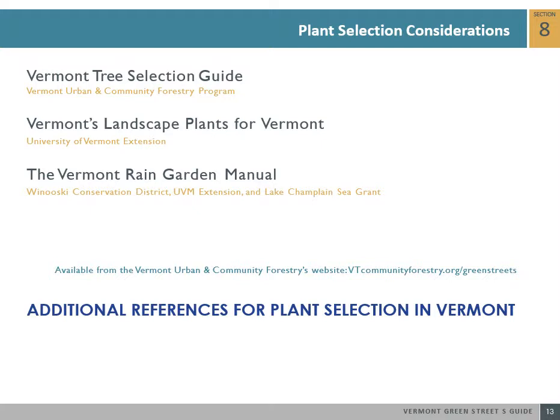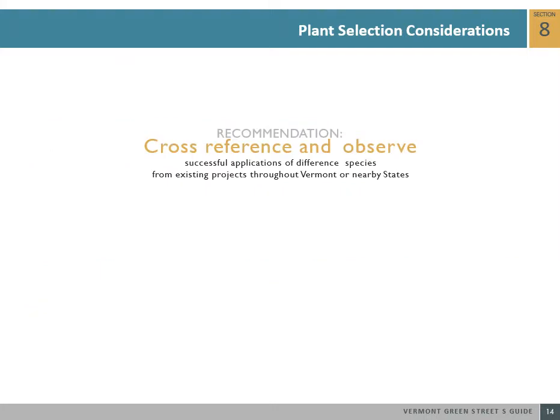Plant selection guides are in abundance. However, specific to Vermont, we have a few suggestions here. The Vermont Tree Selection Guide by the Vermont Urban and Community Forestry Program, Landscape Plants for Vermont by the University of Vermont Extension Program, the Vermont Rain Garden Manual by the Winooski Natural Resources Conservation District, UVM Extension and Lake Champlain Sea Grant, and additional resources available from the website listed.